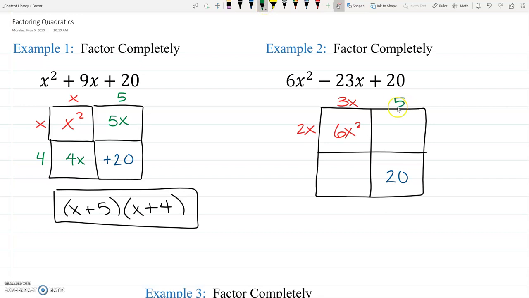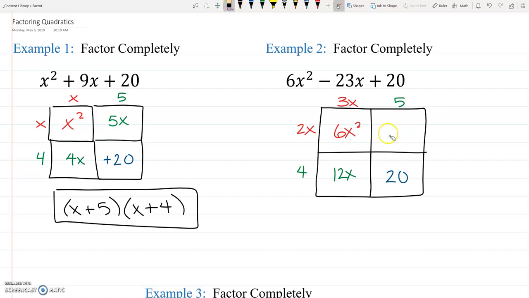And I got to check. Factoring is about guessing and checking. So these two rooms, 4 and 3x, this room would be 12x. Over here, this room would be 10x. 12x and 10x, and ignore signs for now, cannot combine to give you 23x. Close, we can make 22, but not 23x. So I've got to change something.